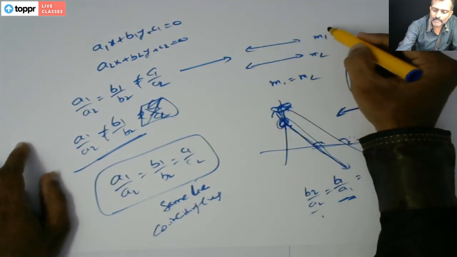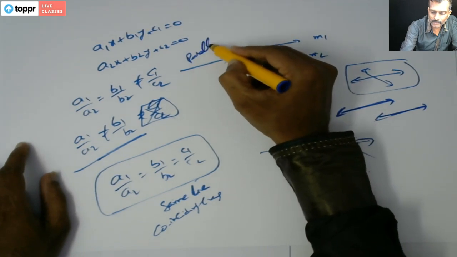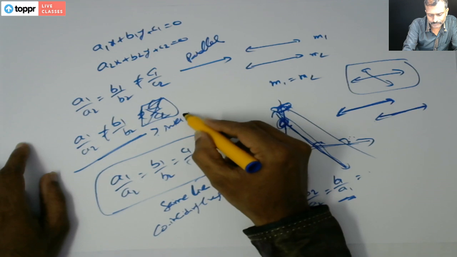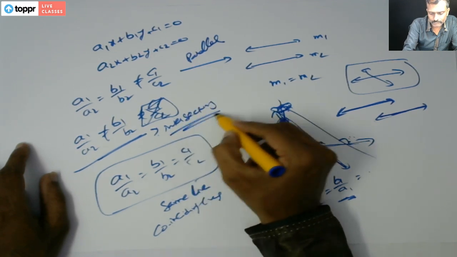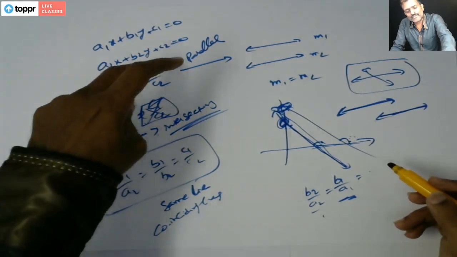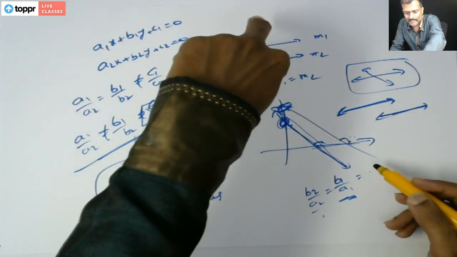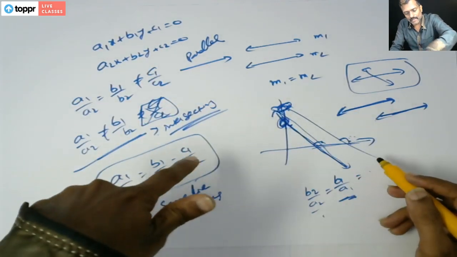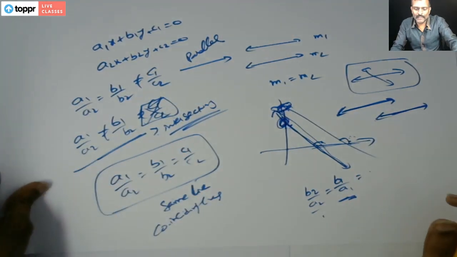And here it is parallel and this is intersecting, right? So a1 by a2 is equal to b1 by b2 is not equal to c1 by c2, then the lines are parallel. When these two are not equal, then the lines are intersecting, and when all of them are equal, then the lines are completely coinciding.